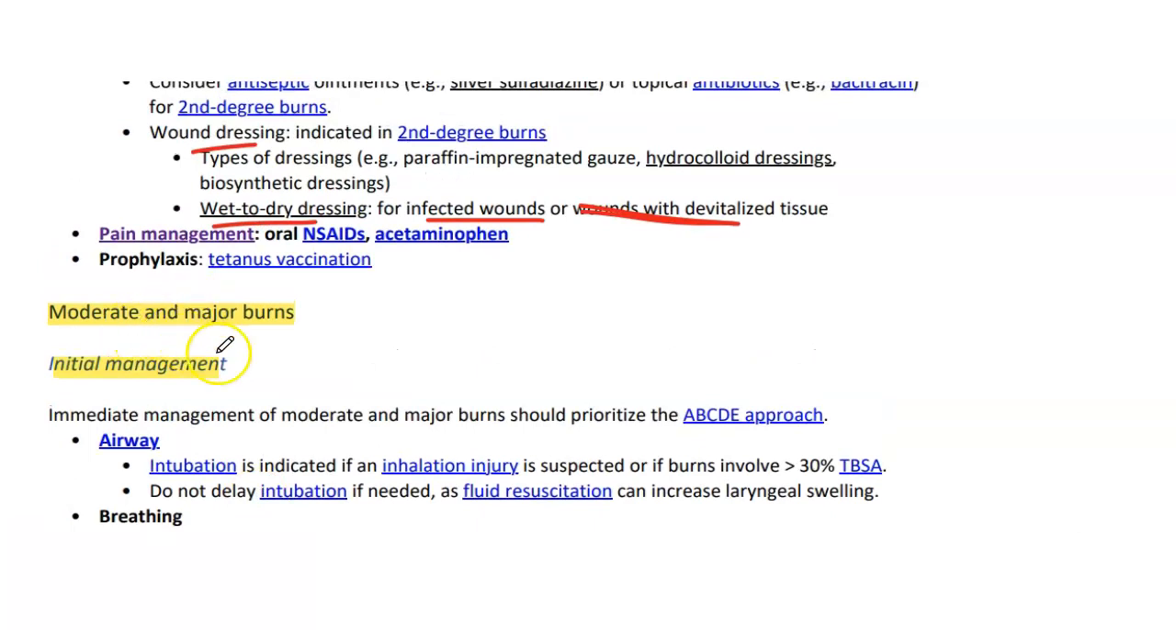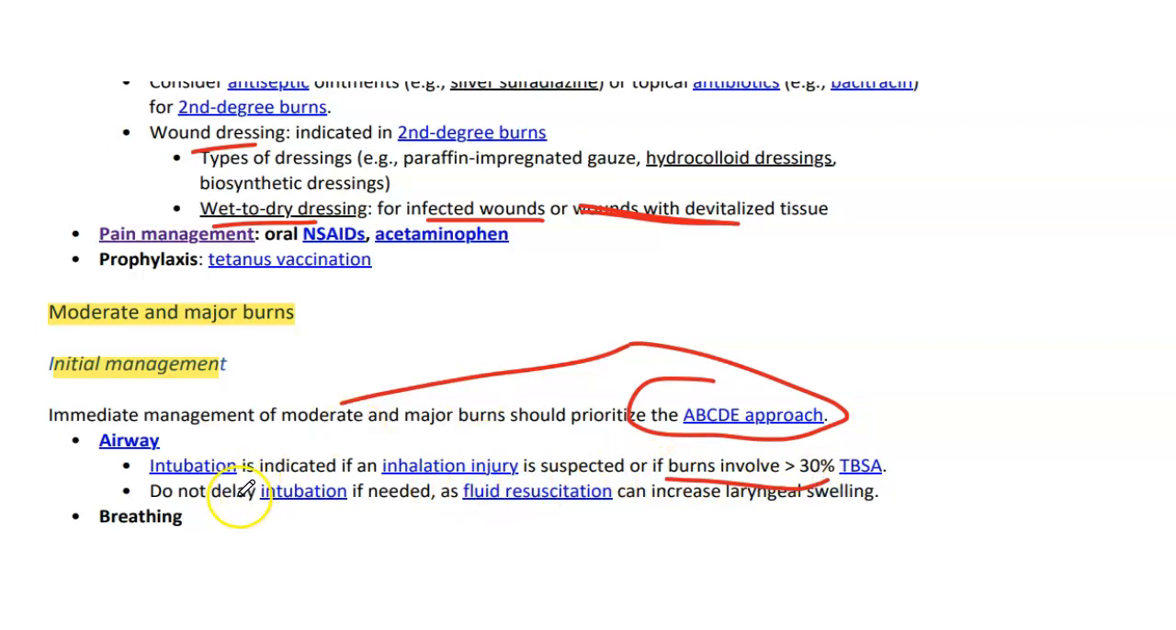Management of the moderate and major burn. Immediate management of moderate and major burns should prioritize the ABCDE approach. Airway should be checked. Intubation is indicated if inhalational injury is suspected or a burn involves greater than 30% of the body surface area. Do not delay intubation if needed, as fluid resuscitation can increase laryngeal swelling.